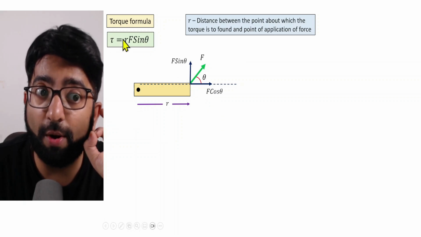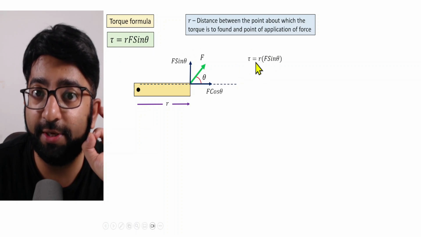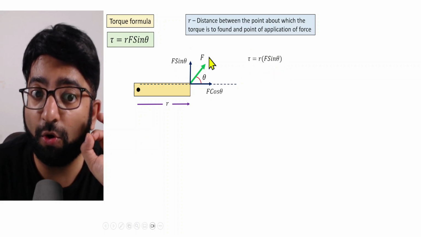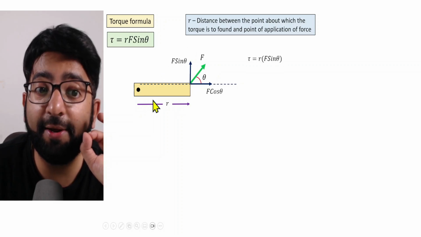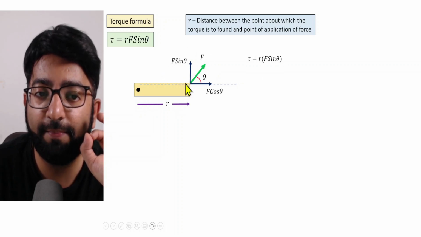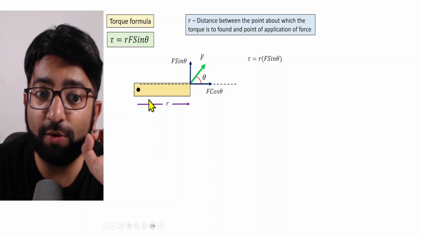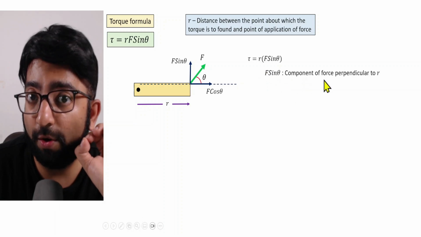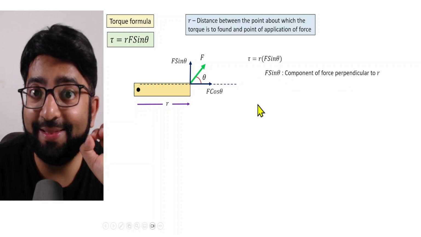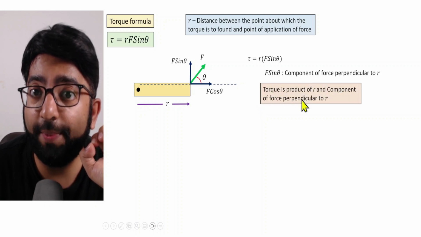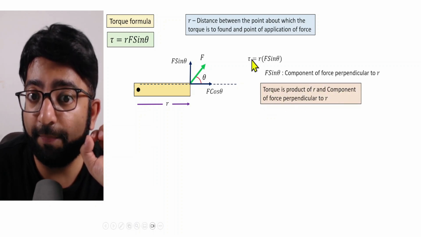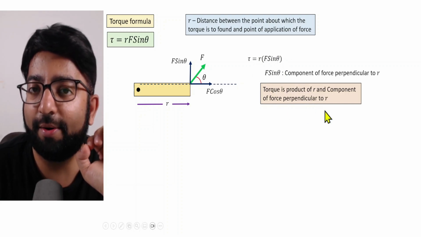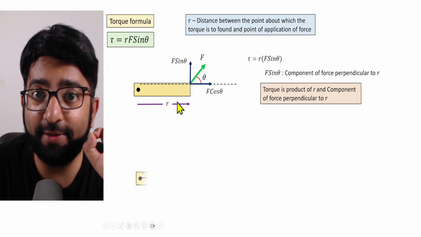Now the formula for torque is R F sine theta, which is this. But what does F sine theta signify? F sine theta is the component of force which is perpendicular to R, as you can see in this diagram. So F sine theta is perpendicular to R, and that's why over here I have mentioned F sine theta is the component of force perpendicular to R. And that's why the formula for torque can also be represented like this. So the torque is a product of R and the component of force which is perpendicular to R. So this is one of the ways of representing the torque formula.